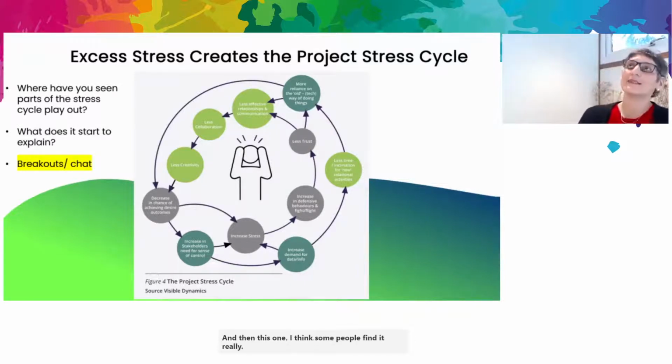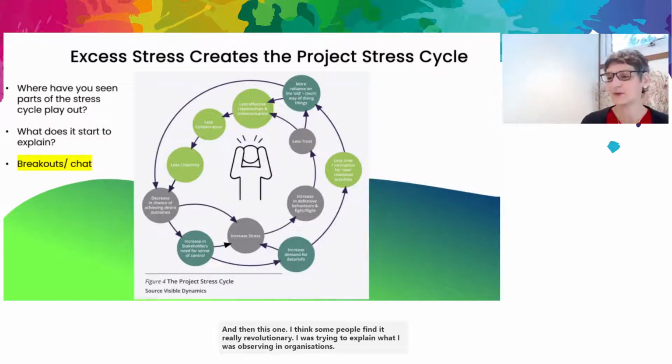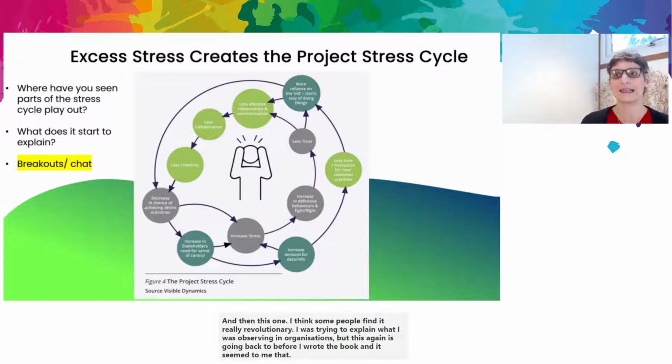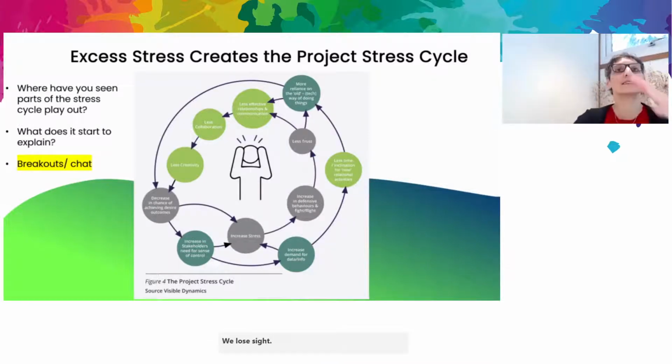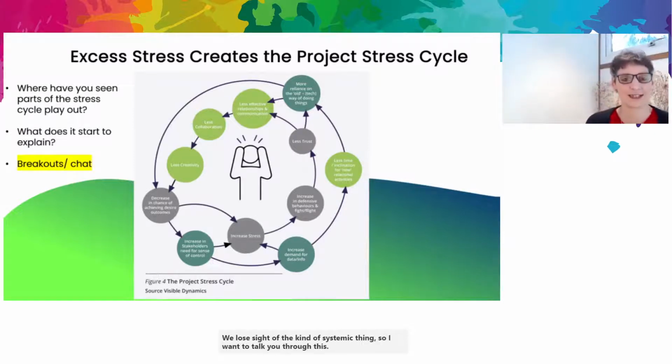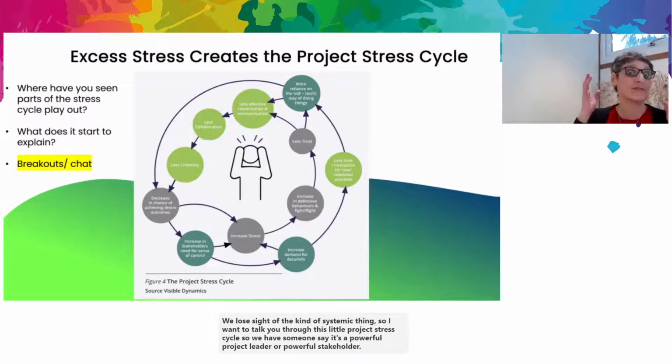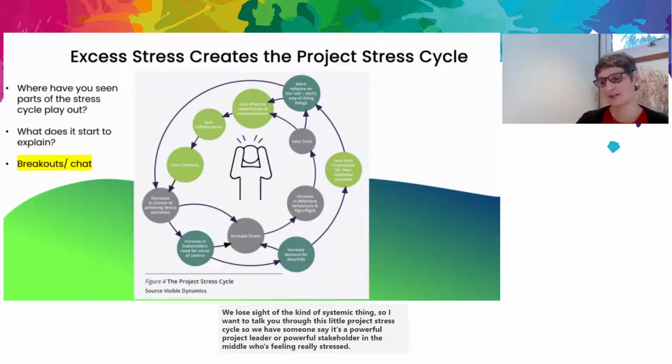And then this one, I think some people find really revolutionary. I was trying to explain what I was observing in organizations, going back to before I wrote the book, and it seemed to me that we lose sight of the systemic thing. So I want to talk you through this little project stress cycle. Say a powerful project leader or stakeholder in the middle is feeling really stressed out. The stress levels are increasing.